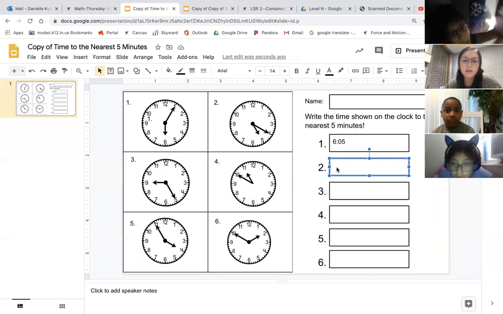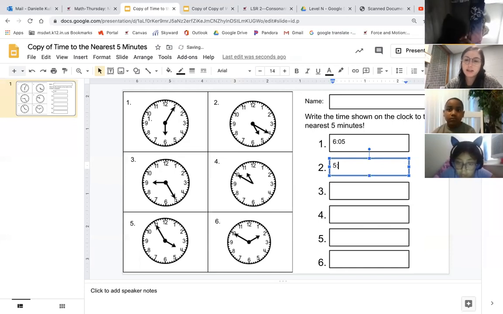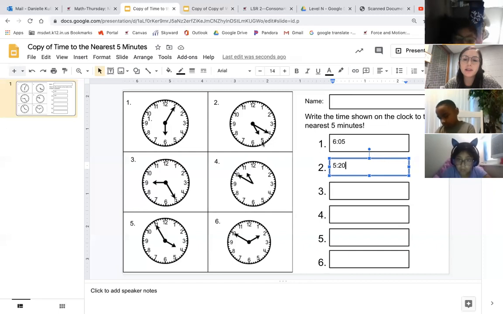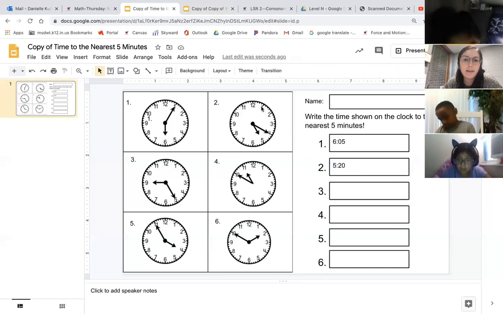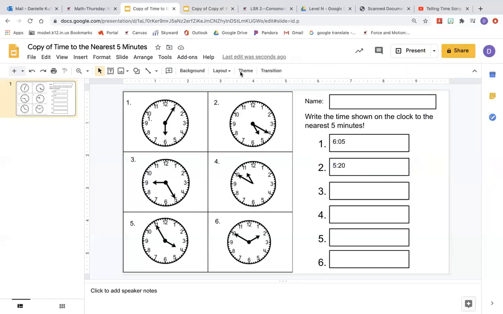So number 2 is 5:20. How did you know it was 5:20, Kwaku? I just used my mind. Okay, so you knew that this small arrow was pointing to the hour, and that's always the first number. And then Kwaku probably counted by 5. So we did 5, 10, 15, 20. Perfect. That's all you're doing. You have 6 of those.